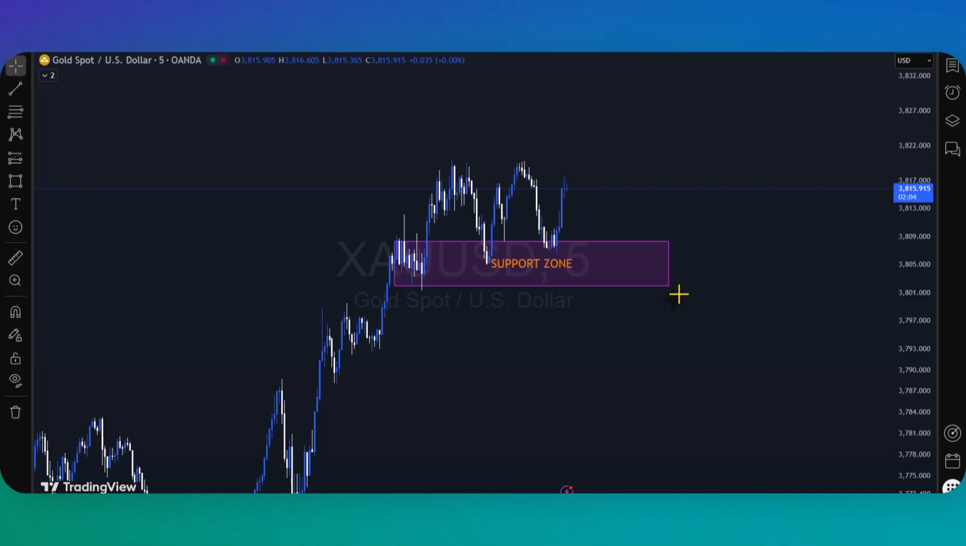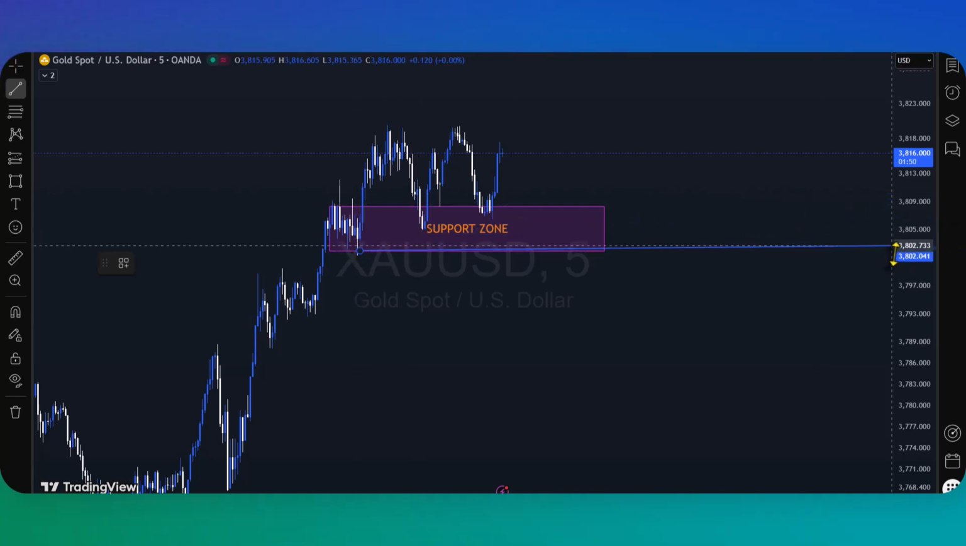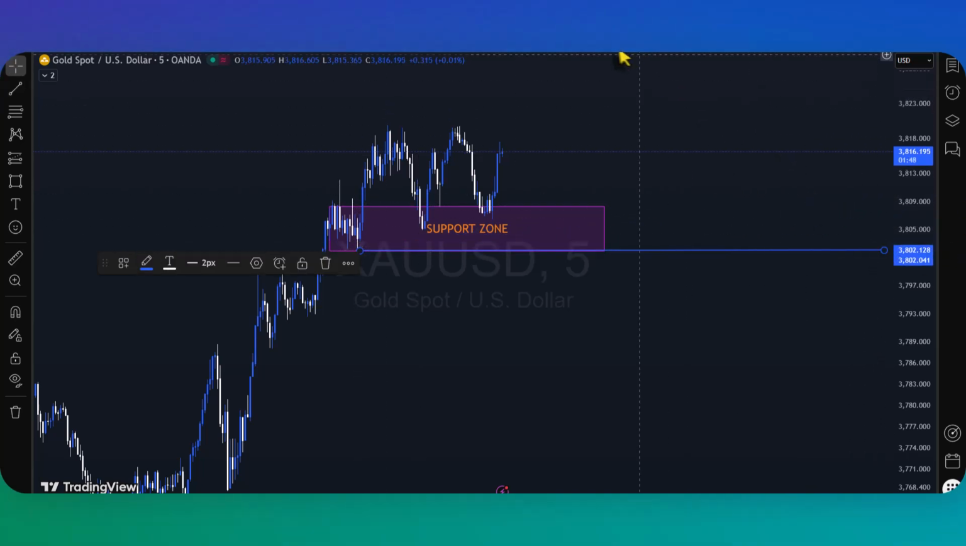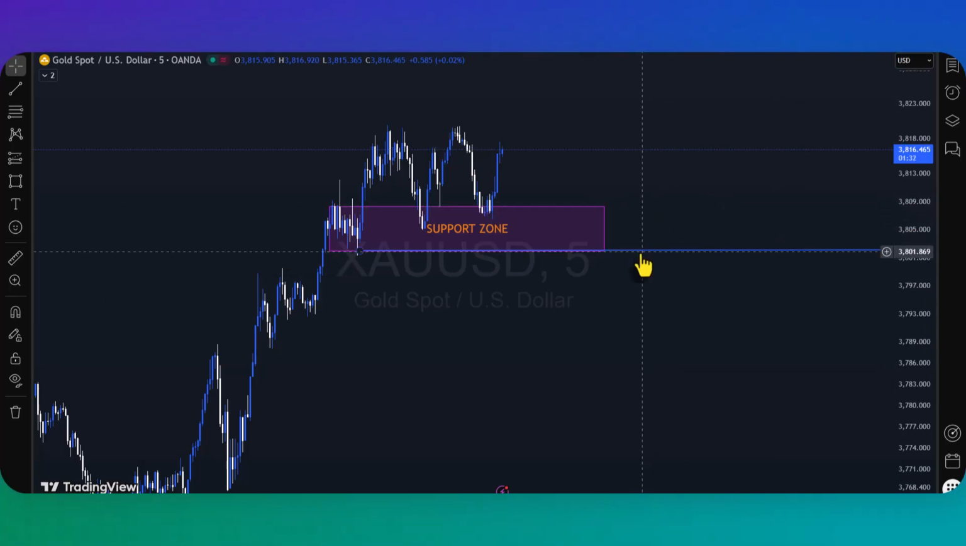Do you understand? So, for example, now you can set a limit here, a limit here. Let me show you. You can set a limit at the middle, you can set a limit here, and here. Just set where you can carry your risk.